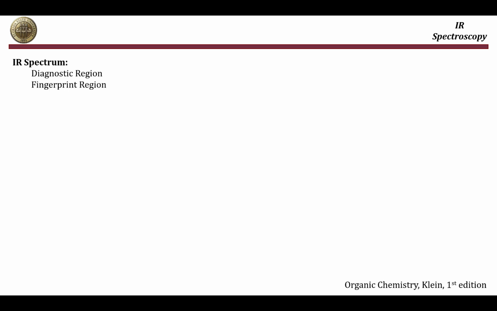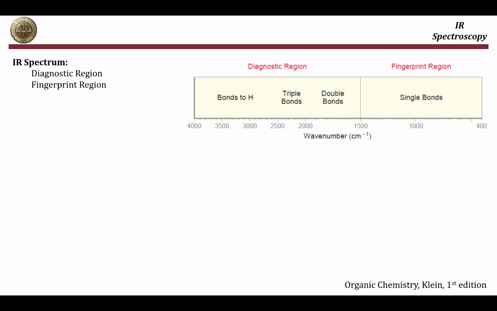So in an IR spectrum, there are two main regions. There is a diagnostic region and there is the fingerprint region. Anything which is between 400 and 1500 is called the fingerprint region. Usually the single bonds will appear in this region. And then anything which is between 1500 and 4000 centimeter minus 1 will be in the diagnostic region.